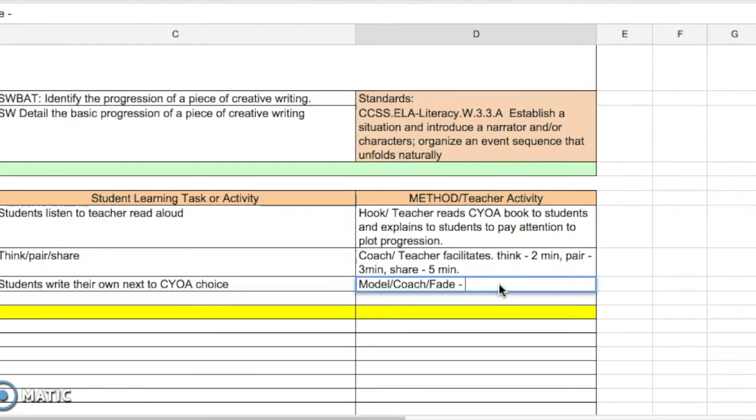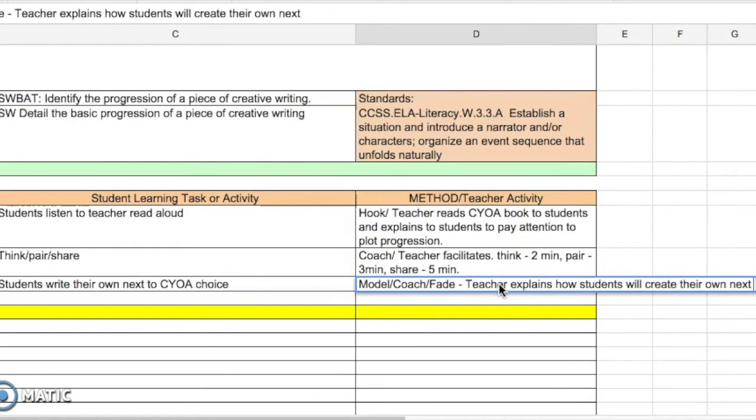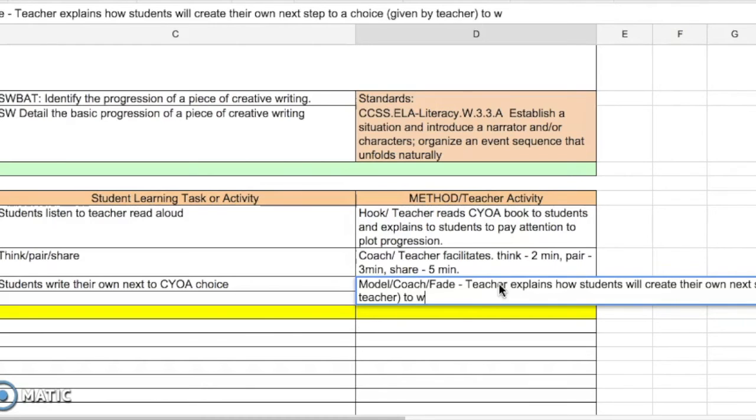And I'm going to put teacher explains how students will create their own next step to a choice given by teacher. So I'm going to assign them one of the choices in the Choose Your Own Adventure books. Create their own next step to a choice given by teacher to write, trying to follow natural progression of story. And then teacher monitors work.